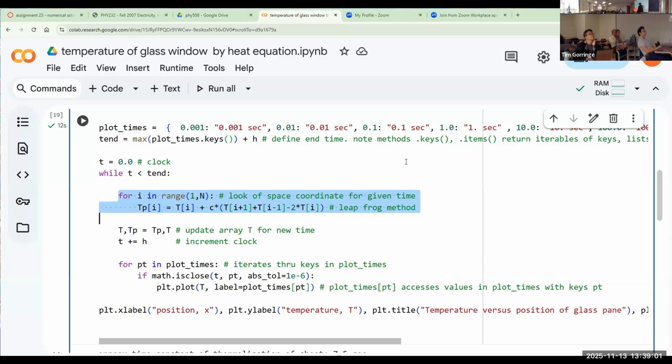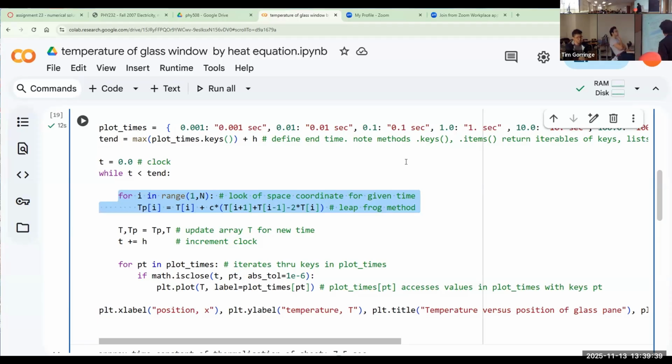I do it with that one equation that we developed, that difference equation. And C, remember, is this combination of the spatial and time increments and the diffusion constant. So it comes down to this one little equation here. This is the piece that's multiplied by C and causes the temperature to change. For a given location on the window, position in the window pane, it depends on that location's current temperature and on the neighbor's current temperature.